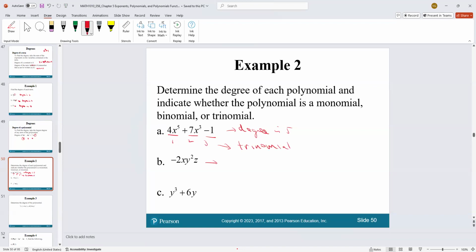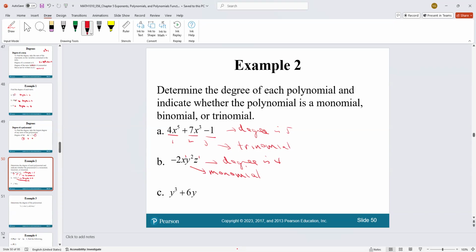What is the degree for B? Remember, the idea is to add all the exponents. You have x to the power 1, z to the power 1. When you add 1 plus 2 plus 1, the degree is 4. Is it a monomial, binomial, or trinomial? It's a monomial because it only has one term. Even though you have negative 2 times x times y squared times z, it's only one term. There is no addition between the variables or the constant.